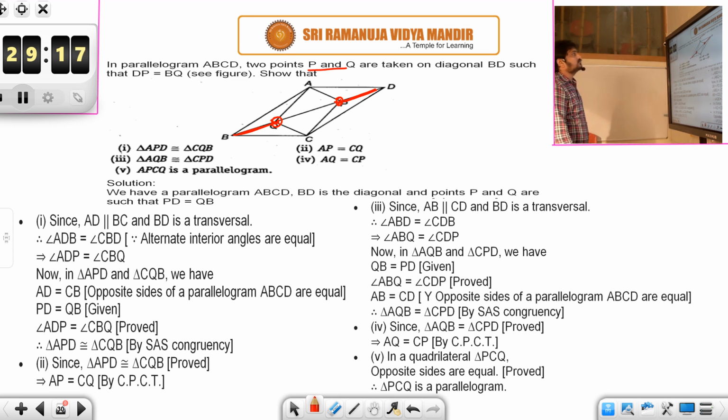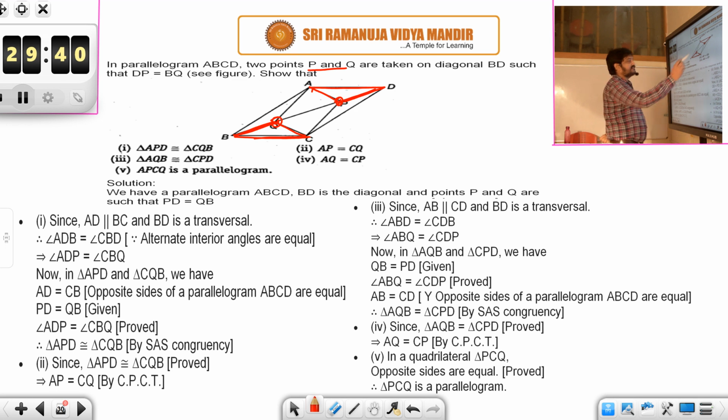Okay. Now you need to show that triangle APD is congruent to triangle CQB. These two triangles are congruent, you need to show. Okay. So first look at the first part and then let's get back to the second part.